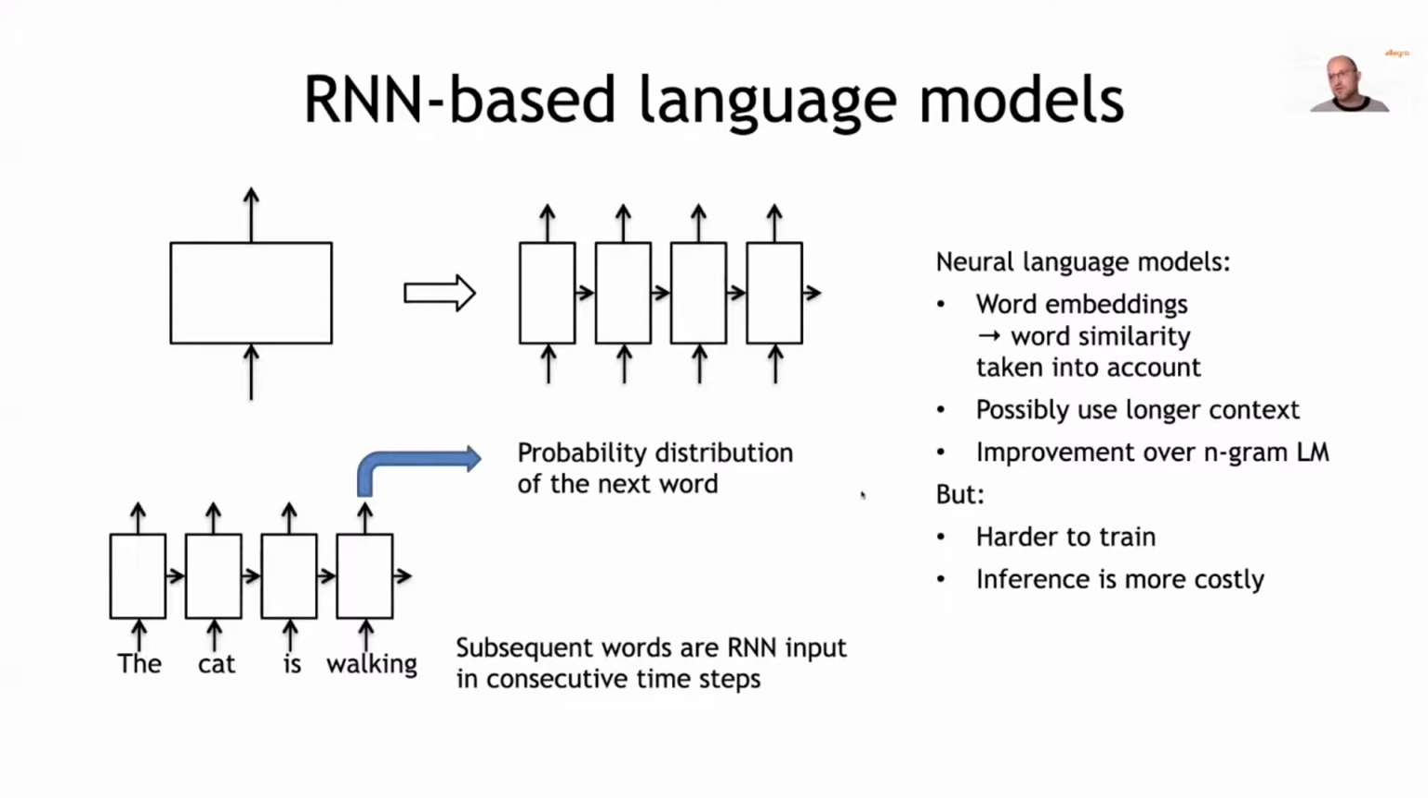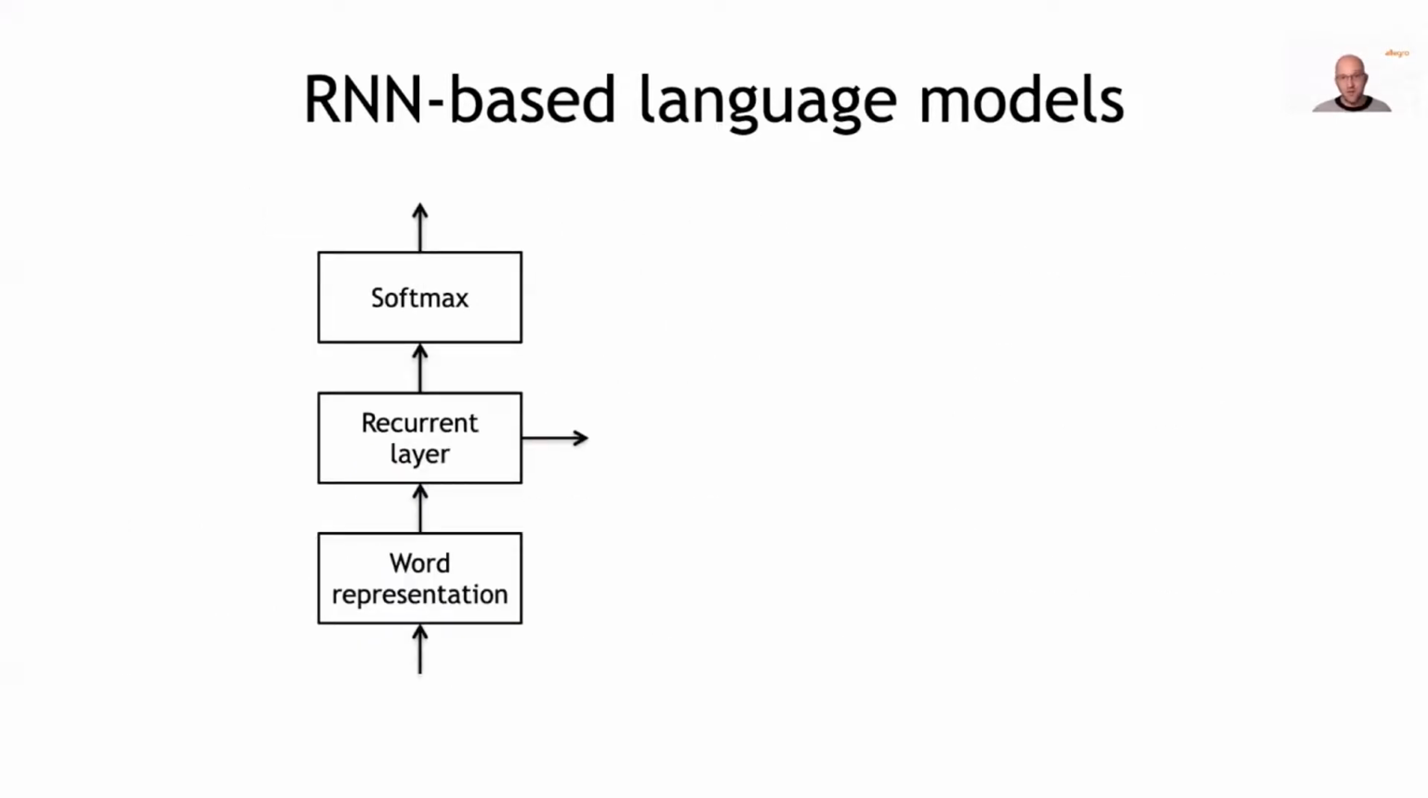Since we use these vector representations of words, then word similarity is taken into account. Also, these are recurrent networks with many steps, so they possibly use longer contexts than n-gram language models. And overall, they are a huge improvement over n-gram language models in this kind of applications. But they are harder to train, and they are more costly to evaluate, especially on the mobile device. Let's take a look at what they look like in more detail.